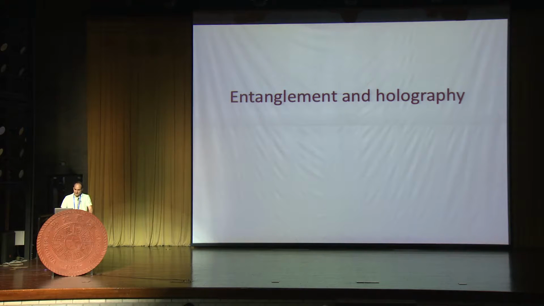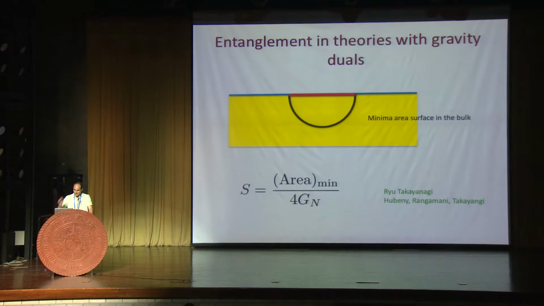So now I'm going to discuss entanglement and holography. If we consider entanglement in theories with gravity duals, we have this well-known formula that you've probably seen before. It says that if you have some region in the boundary theory, so the boundary theory lives here on this blue line, and you have some region of space in this boundary theory, then the entanglement entropy of this region is given by the area of a surface, and the surface you should choose is one that has the minimal area. So you consider all possible surfaces, and you consider the one with a minimal area.